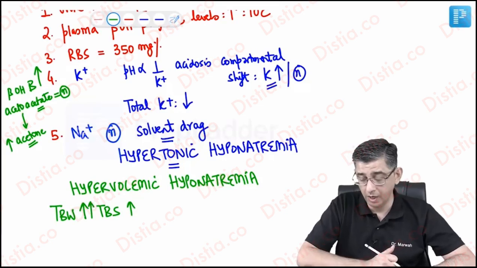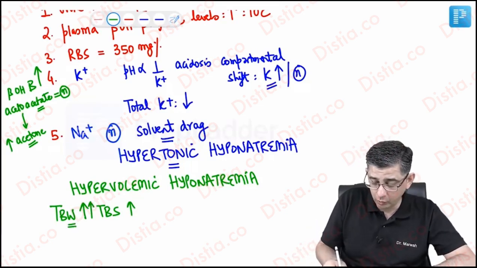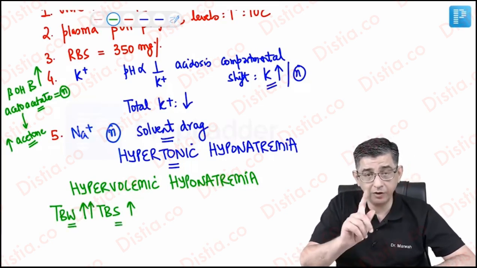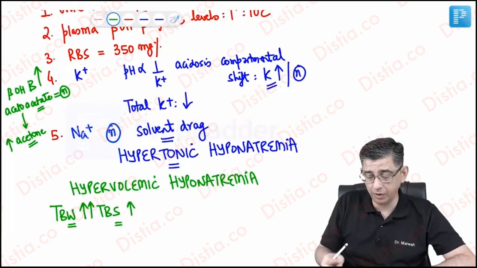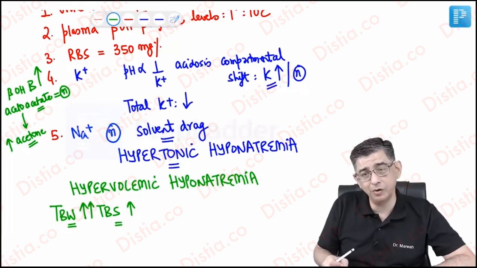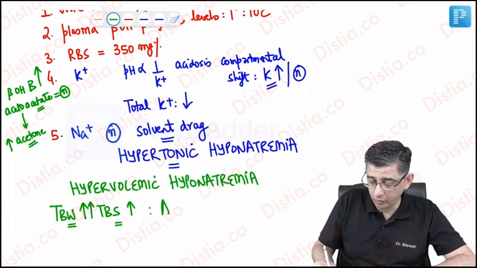In hypervolemic hyponatremia, total body water is more and total body salt is more. But look at what I'm saying: the amount of water in the body is more than the amount of salt. I did not say more sugar in the body. I said more water in the body, though no sugar component is coming up here. It is more as compared to the amount of salt in the body.